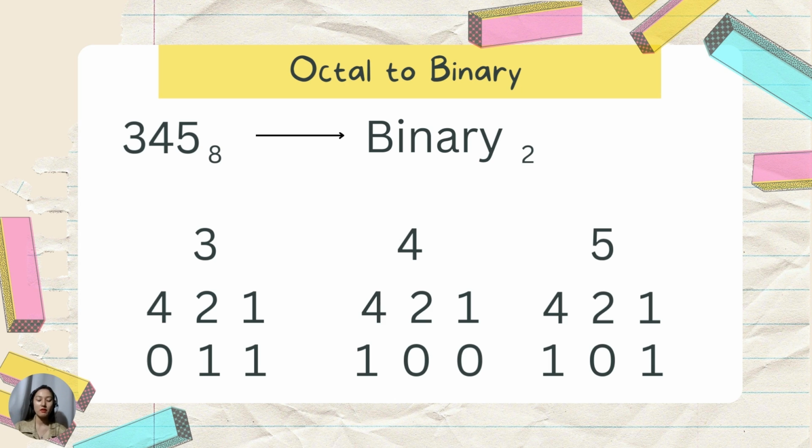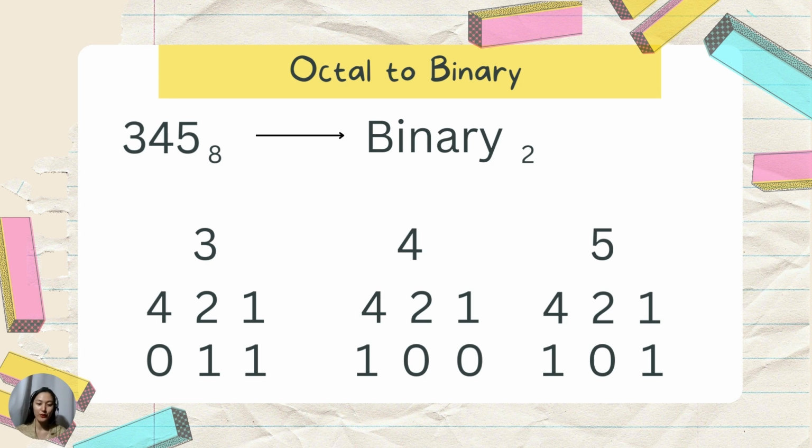Now, as you can see here in number 2, we give a value. So let's put here 1. Why? It's because 2 can be added with 1. If we sum these two numbers, 2 plus 1 is equal to 3. So we will put a value for each number: there will be 1 under number 2 and 1 under number 1. So the binary for the first digit is 011. So 3 in octal is 011 in binary.